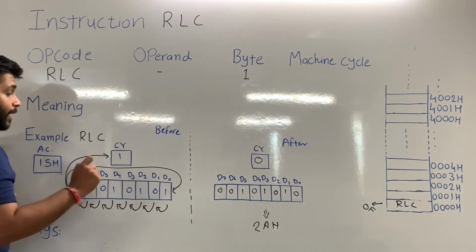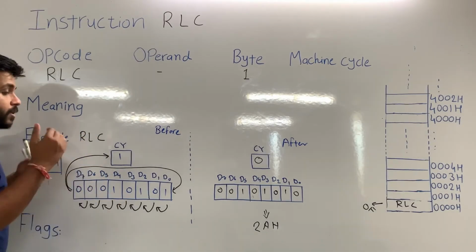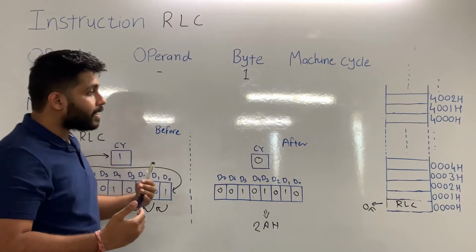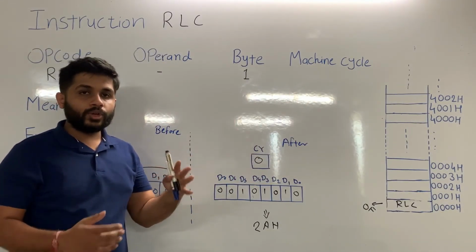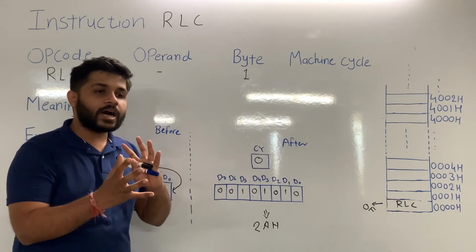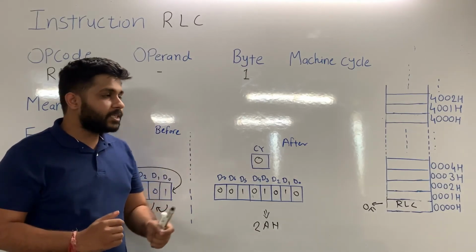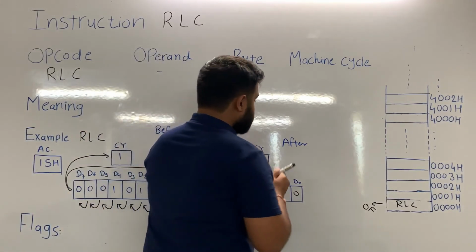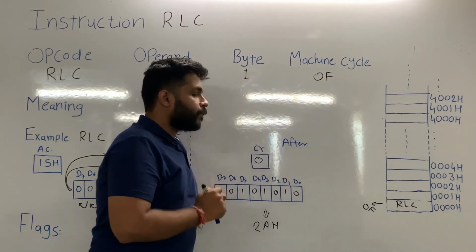It means when the execution is done by the microprocessor, the processor is not storing any data in the memory or reading data from the memory. During the execution, all the changes are happening within the microprocessor. It means only one machine cycle is needed, that is opcode fetch. And this is it for this instruction.